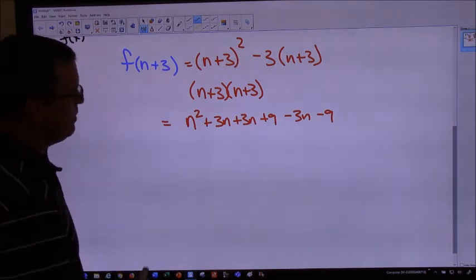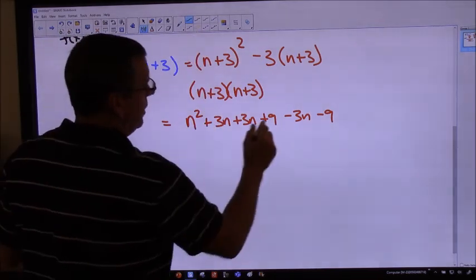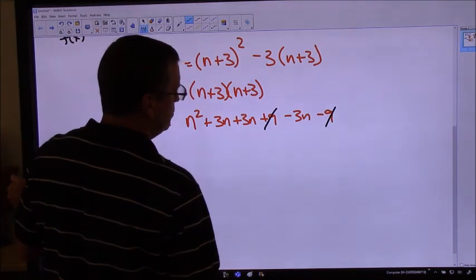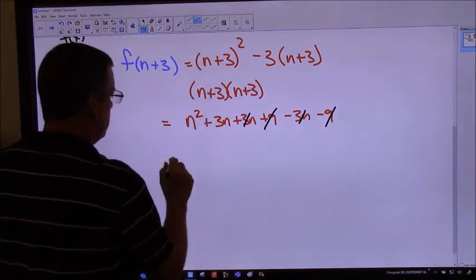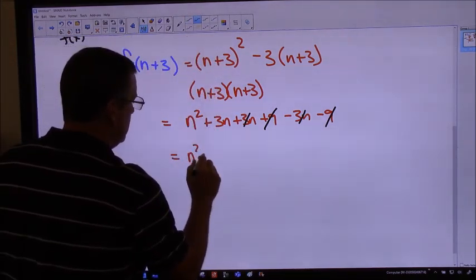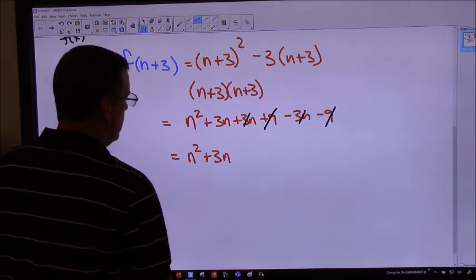Okay? Now I just want to add up like terms, and what I see is that those two add up to 0. Those two add up to 0. And so there's my answer right there. N squared plus 3n.